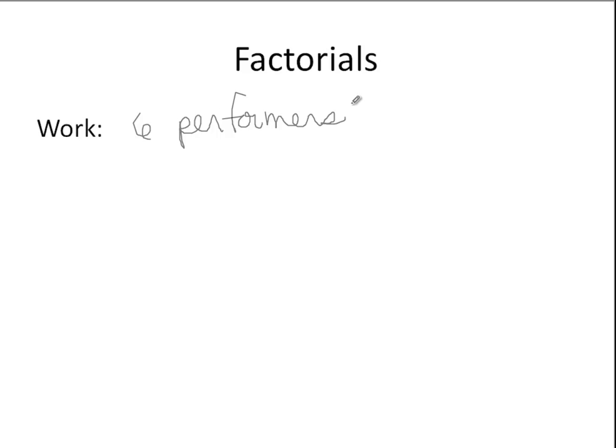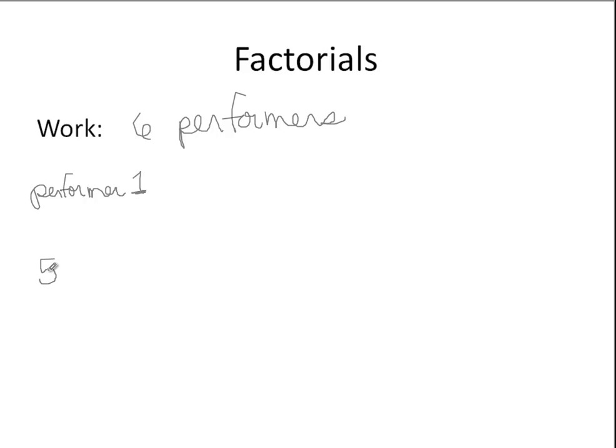Okay? Well, the first performer can pick from 5 different slots. He can either perform first, or he can perform second, third, fourth, or fifth. He cannot perform last because we already have that taken. So the first performer will have 5 different ways.